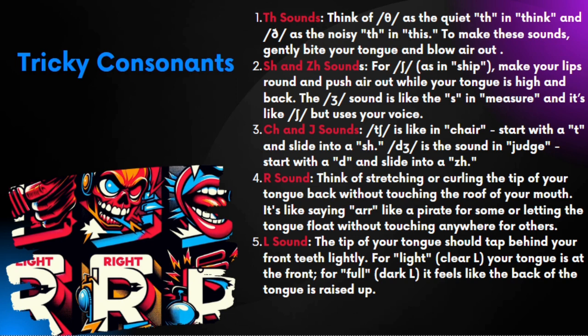So ch as in chair. You're going to start with a t and slide into a sh. The j is the sound in judge. You're going to start with a D sound and slide into a Z. So we have the ch, ch, and the j, j. Chair, judge. Chair, judge. Number 4, the R sound.